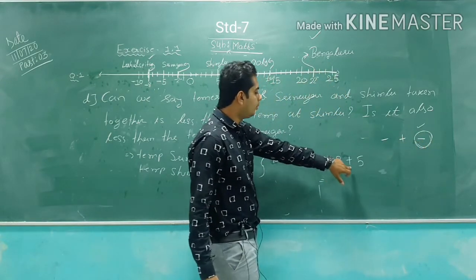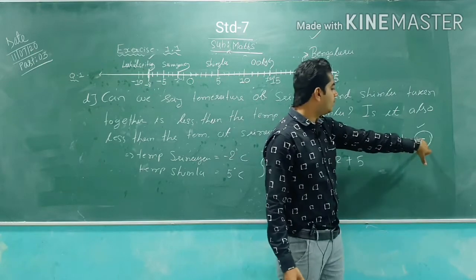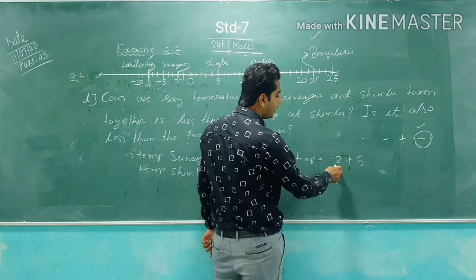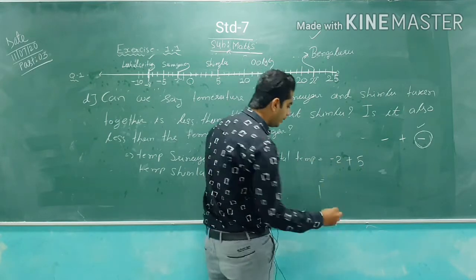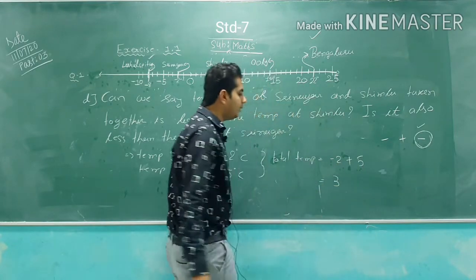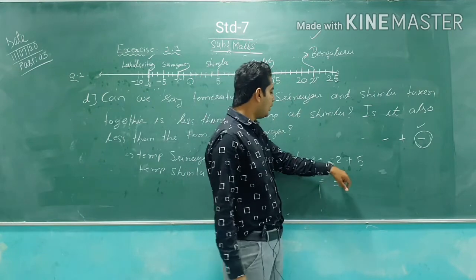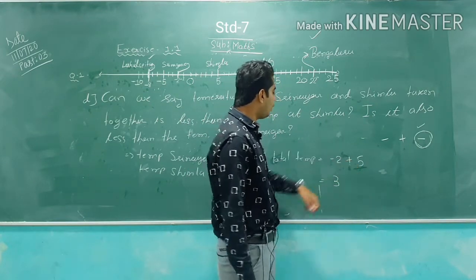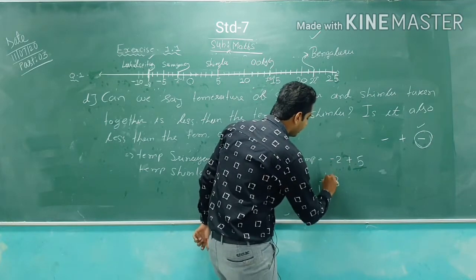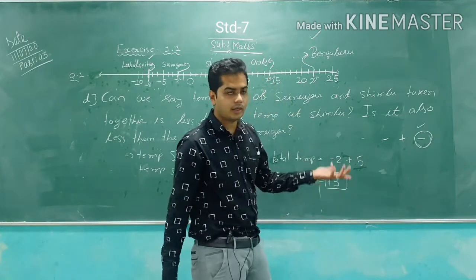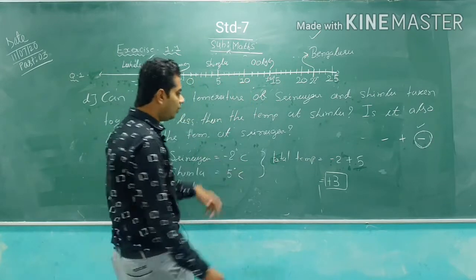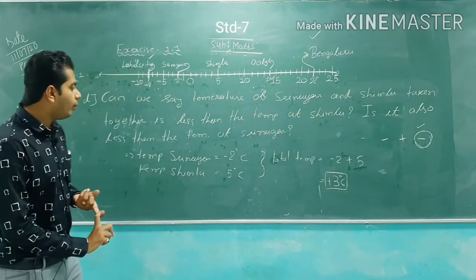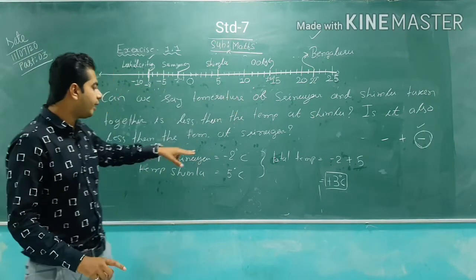See, minus 2 plus 5. Minus plus is minus, so we have to perform subtraction. So 5 में से 2 जाएंगे. 5 minus 2 is what? 3. So answer is 3. Now what is the bigger digit here? Bigger digit is 5. And what is the sign of 5? 5 is plus. So that is plus 3. If you want to write plus, that's okay; if you do not want to write, that is fine. So 3 degree Celsius is the combination of Srinagar and Simla's temperature.